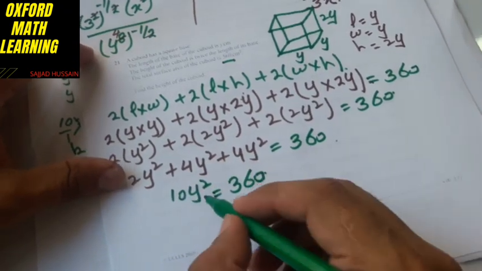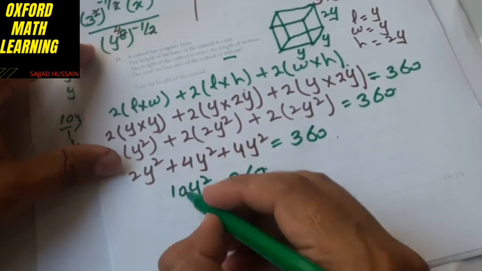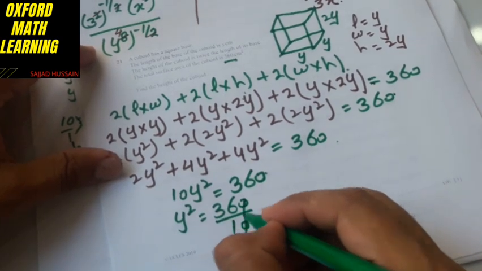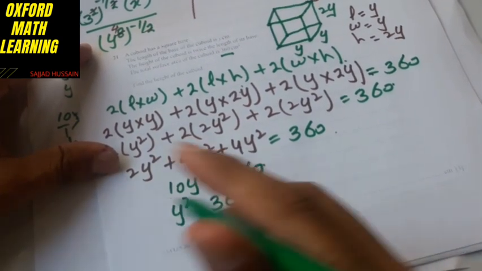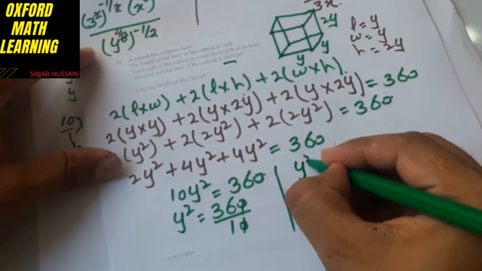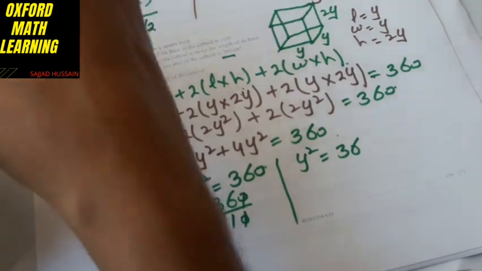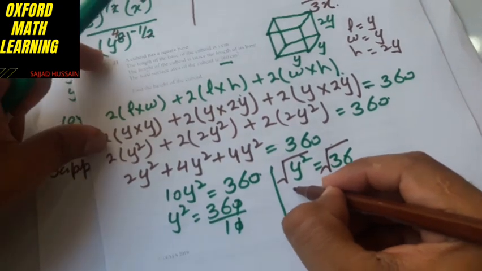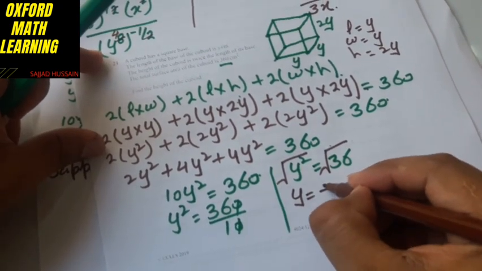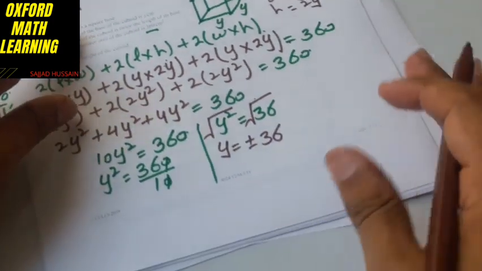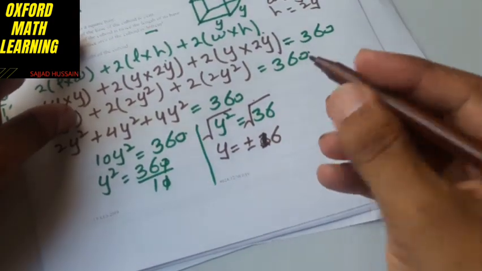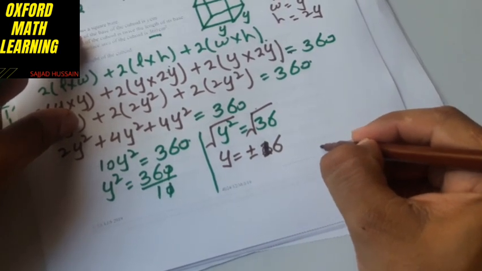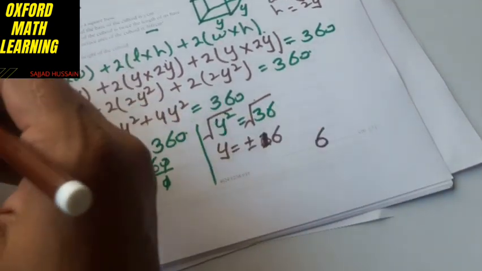Since 10 is multiplying here, we will divide on the other side. y square is 360 divided by 10, which becomes 36. We will take the square root on both sides. y is plus or minus 6, but for length we will choose only the positive value. So y is 6, since the square root of 36 is 6.